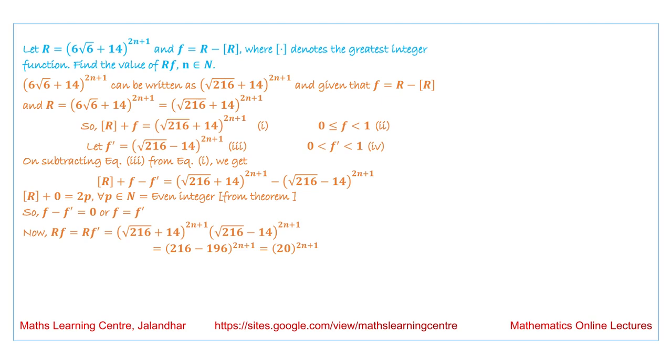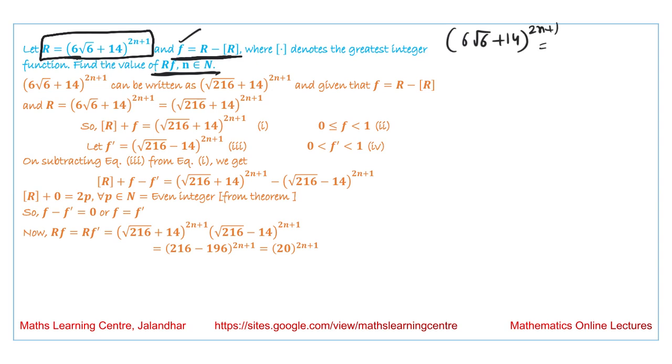Next, let r be equal to 6 root 6 plus 14 raised to the power 2n plus 1, and f is equal to r minus the greatest integer of r. That is, f is the fractional part over here. Then we have to find the value of r into f. Now we are saying this number 6 root 6 plus 14 raised to the power 2n plus 1 is equal to square root of 216 plus 14 raised to the power 2n plus 1, and it is given that r is equal to root 216 plus 14 raised to the power 2n plus 1.